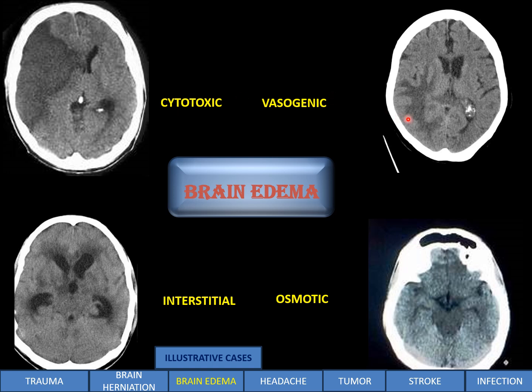In vasogenic edema, the gray-white matter differentiation gets accentuated. So here we are able to see the white matter better: subcortical white matter, deep white matter, and periventricular white matter are clearly seen. This is because of fluid which is accumulating within the white matter. So that is called a vasogenic edema.